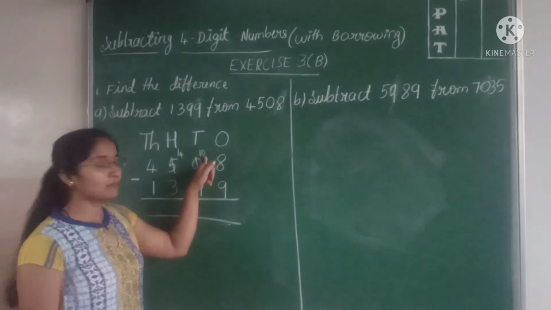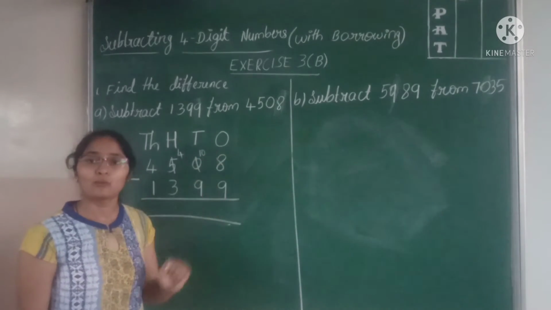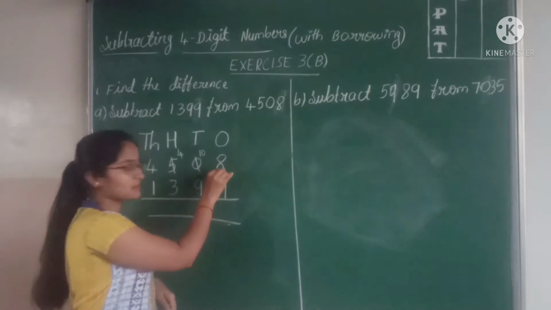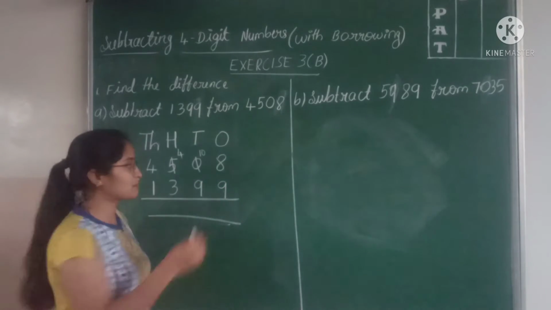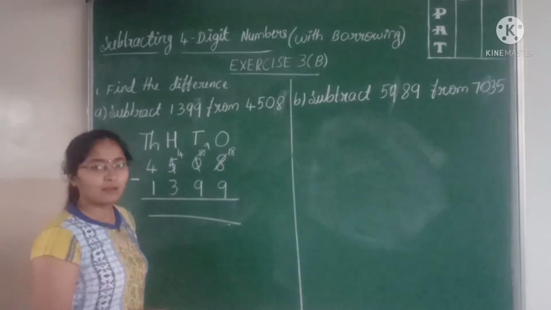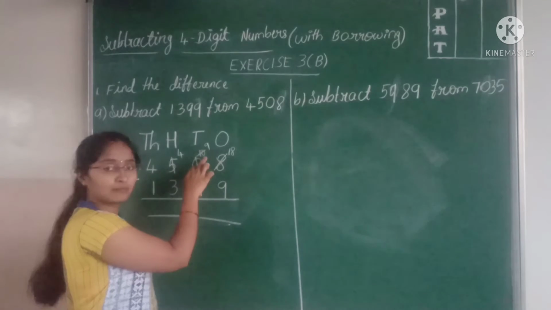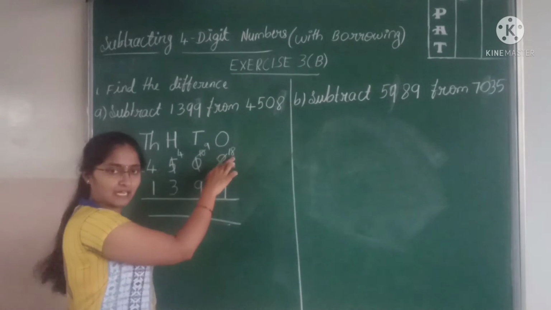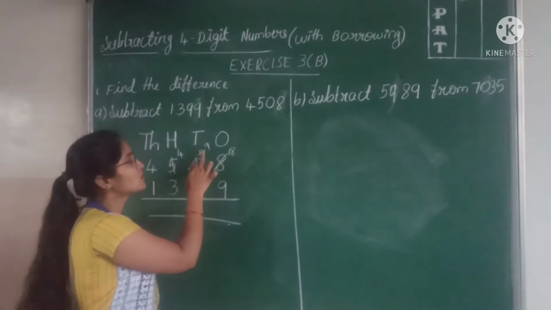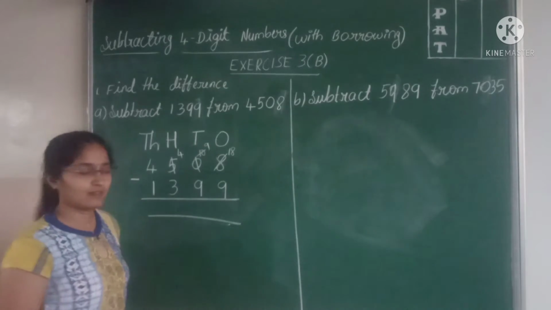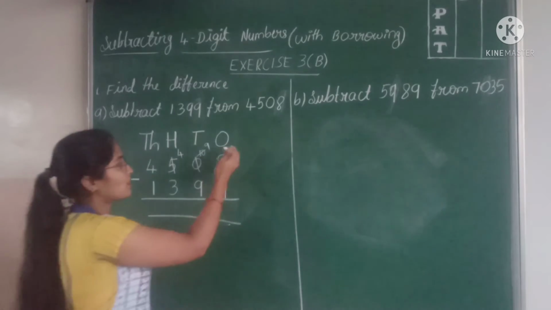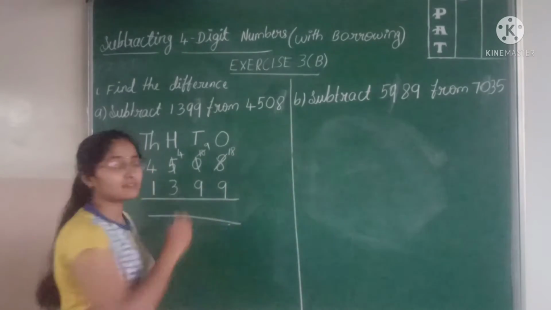So now we can borrow from the tens place to the ones place. Now the tens place number is 10 and the ones place number is 8. When we borrow from tens place, this 10 will become 9 and this 8 will become 18, because we removed 1 ten from this 10 and added to this 8. Okay. So now let us start subtracting from ones place. Now the ones place number is 18 minus 9.